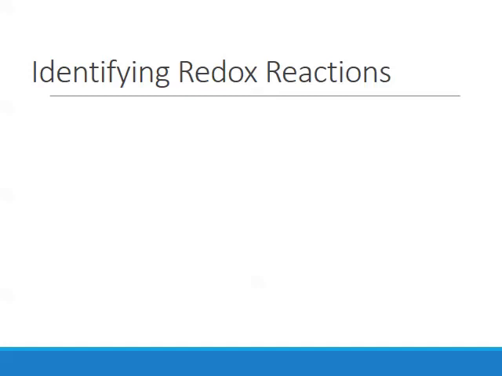Alright, in this second presentation on electrochemistry, we're going to take a look at how to identify redox reactions using oxidation states, and then we'll take a look at how to balance redox reactions through a special technique called the half reaction method, and that's a really important topic in this unit. So let's begin, identifying a redox reaction.